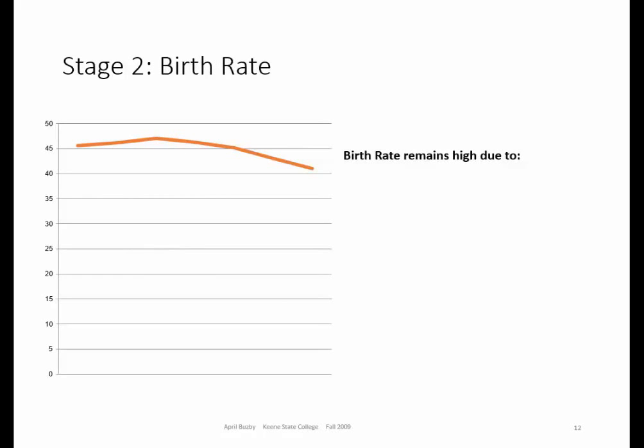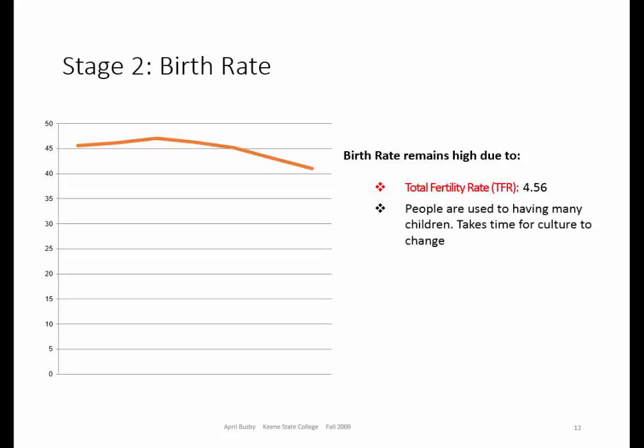Stage 2 birth rate: birth rate remains high due to the fertility rate, 4.5. You see that in Nigeria, in Western Africa, where the fertility rate is very high. People are used to having many children. It takes time for culture to change.